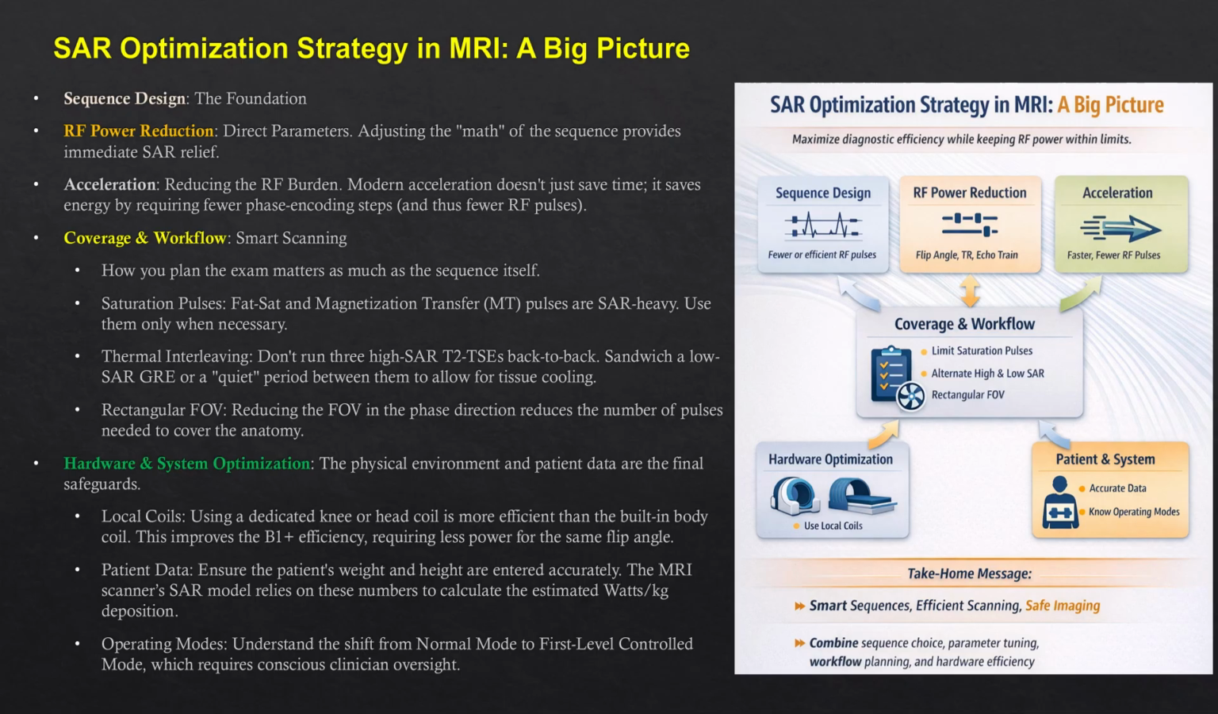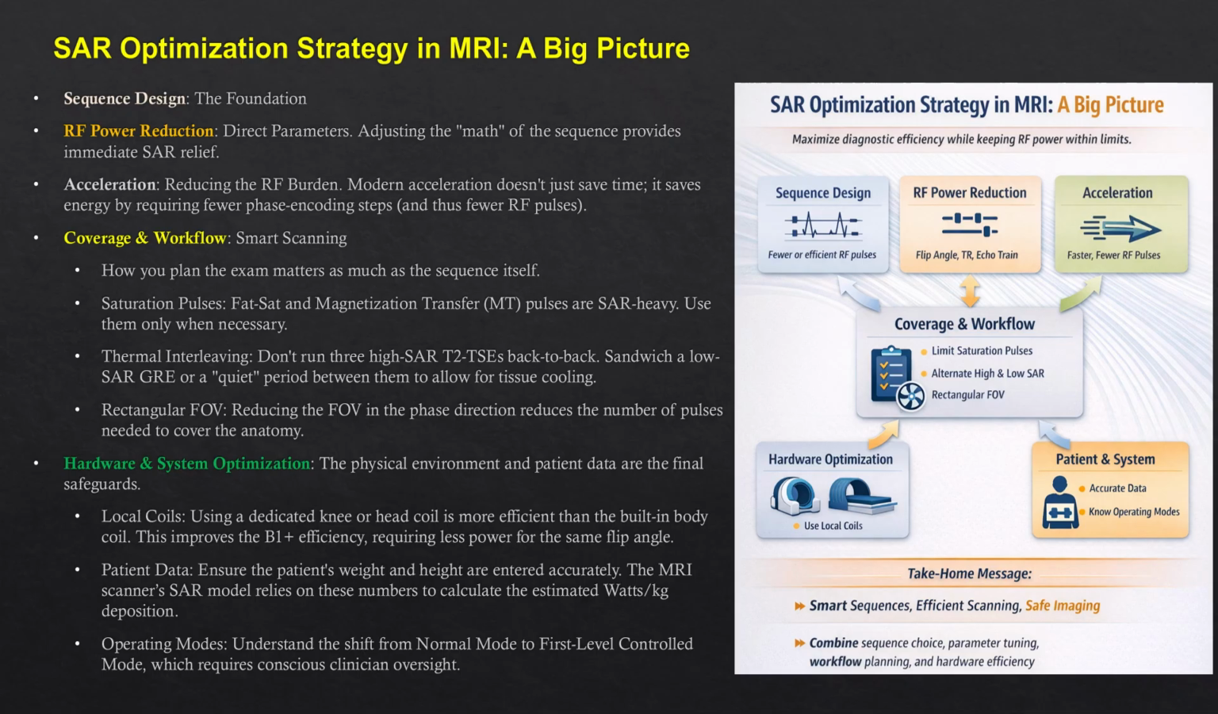SAR management begins at the pulse sequence level, where different sequences inherently deposit different amounts of RF energy. Next, we adjust the math of the sequence. Since SAR is directly related to RF pulse amplitude, duration, and repetition, modifying parameters such as flip angle, TR, or echo train length can significantly reduce RF energy deposition. These adjustments provide immediate and predictable SAR reductions, making them one of the most effective tools in clinical practice.